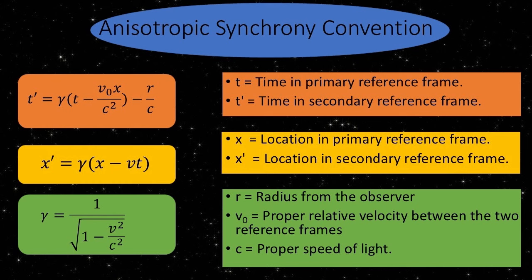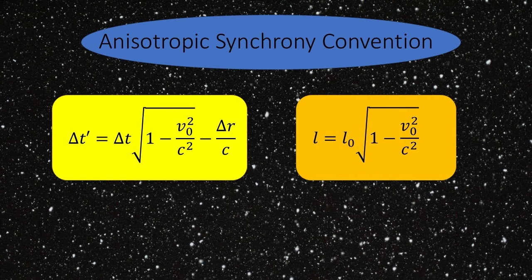In the anisotropic version of the Lorentz transformation, the time formula has the addition of the term minus r over c to account for the difference in time between isotropic and anisotropic synchrony conventions over distance. Note that there is no difference in the spatial formula. This also relates to an additional time dilation factor related to the change in radius from the observer. Note that in any case where the net change in radius is 0, this extra time dilation factor is also 0. Also note that this does not affect length contraction.